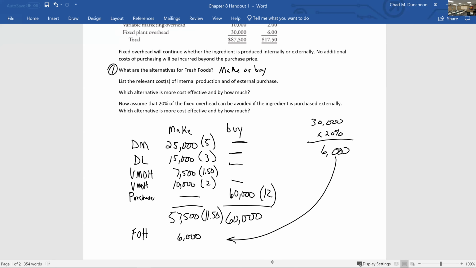And when we factor that in, now the total cost to make is $63,500, whereas the total cost to buy stays at $60,000. So if we can avoid some of that fixed overhead, it would make buying a better option for us than making. It just depends on the information given.